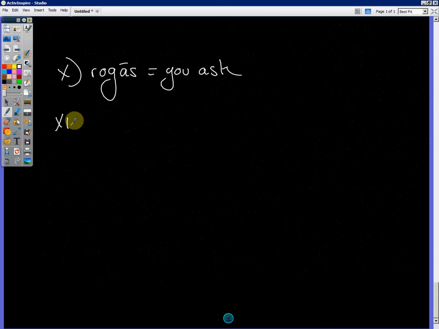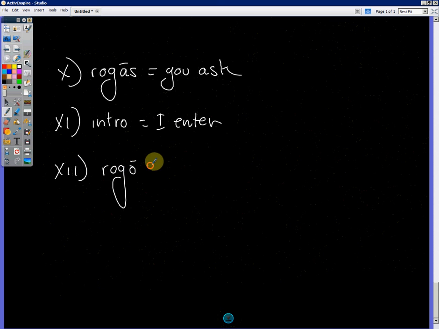Number 11 was intro, which means I enter. And number 12 is rogo, which means I ask. Okay, I hope you got those all right, and if you didn't get them right, you need to understand where you went wrong. That's the important thing. It's not getting it right, it's knowing where you went wrong, knowing what you didn't know.